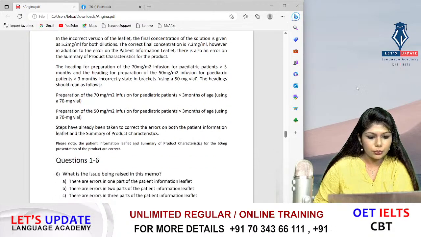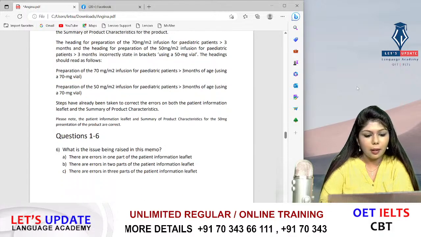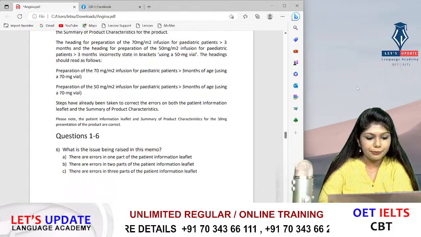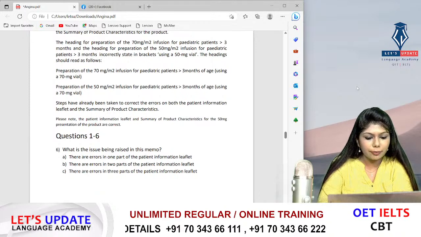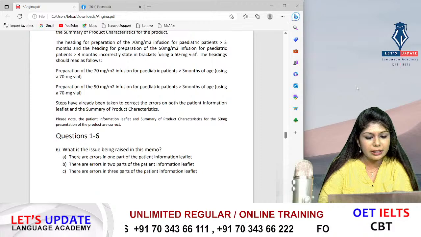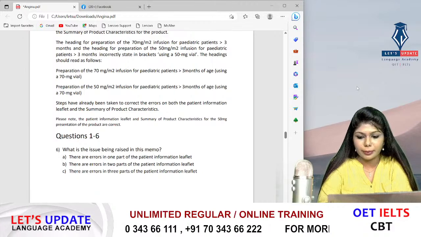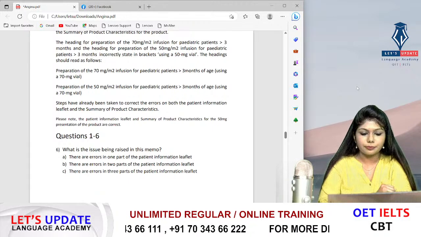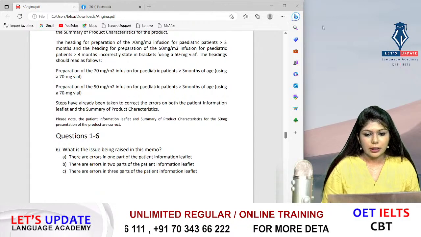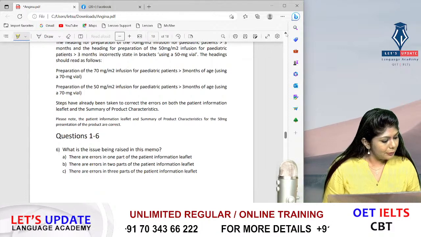So moving towards the question, what is the issue being raised in the memo? And the options are A, there are errors in one part of the patient information leaflet. B, there are errors in 2 parts of the patient information leaflet. C, there are errors in 3 parts of the patient information leaflet. Okay, so what do you think the answer is?